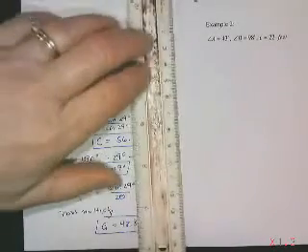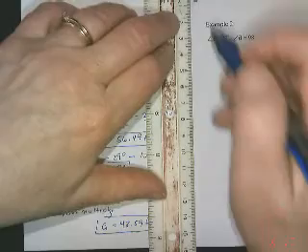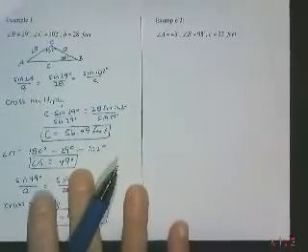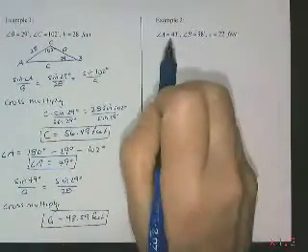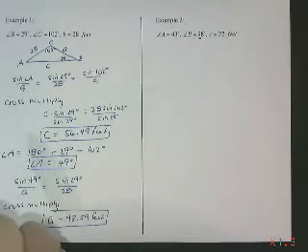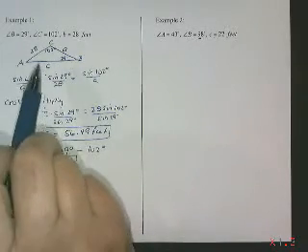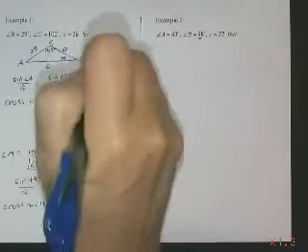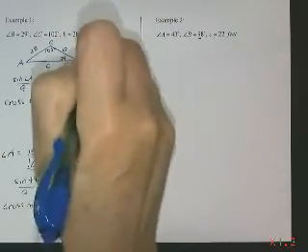Now let's look at example 2. In example 2, I'm given two angles again and a side. So in the first case I was given these two angles and the side that's not between them. So this is going to be angle, angle, side.